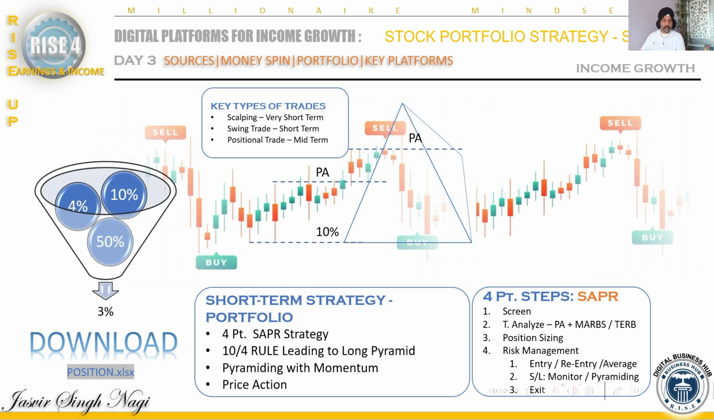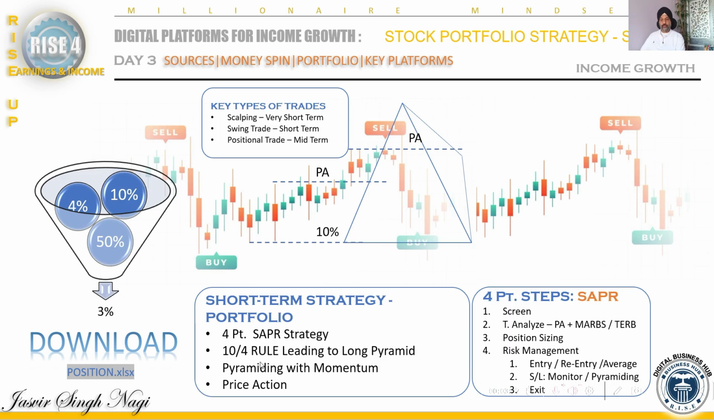And we'll see a practical one subsequently, so that you know how this is seen and how you can take a trade. It might sound very difficult now, but once you see it, your view might change. So here's what it is. The short-term strategy for portfolio, as I told you, is the 4-point SAPR strategy, which is described in the box here, and I'll come to it in a minute.